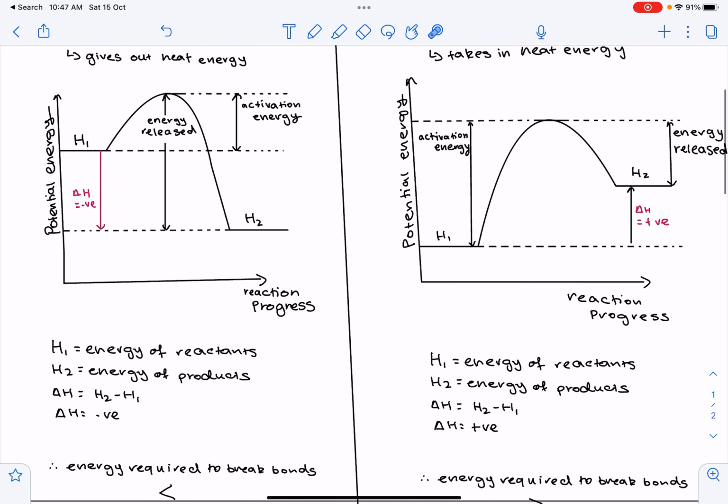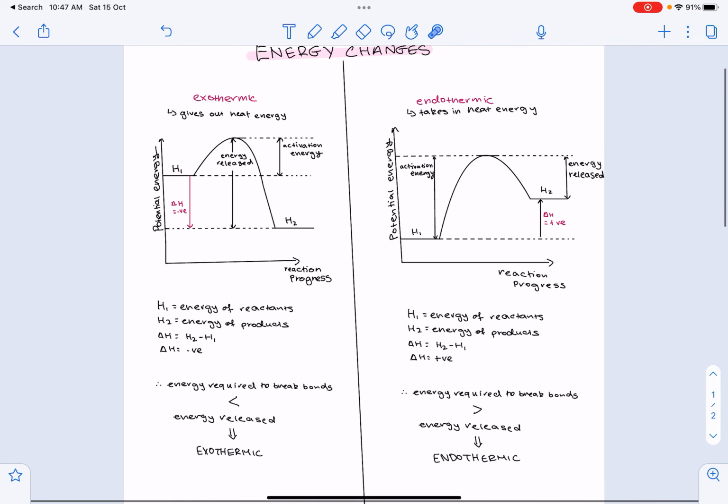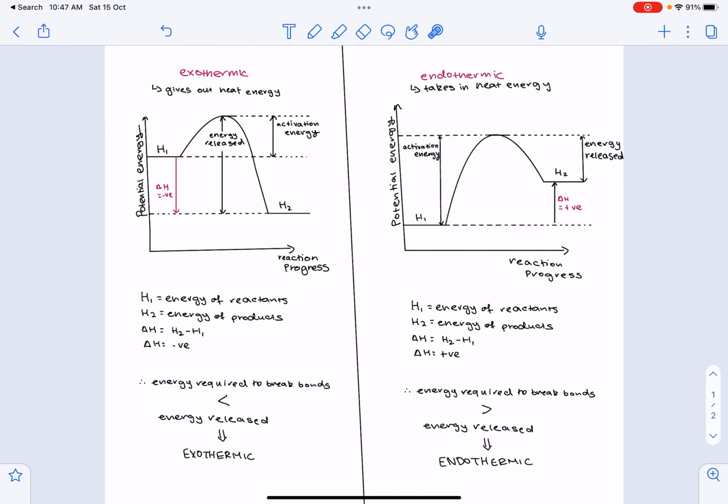So basically, in summary, an exothermic reaction is when energy is released overall, and an endothermic reaction is when energy is gained overall. So it is really important that you know these graphs, and I hope this makes more sense now.